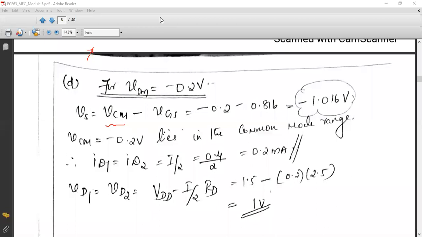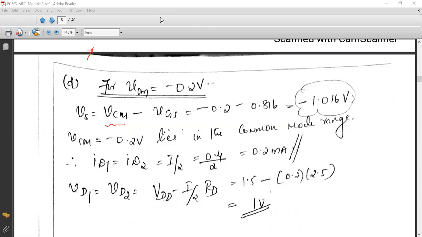Maybe you would have short circuited the gate terminals and given the common signals, but it is not that it is going to reject the entire signal or make the output zero. Why? Because your input is beyond the limits. So in that case, you will be getting a non-zero output. That means VD1 is not equal to VD2, which means the double-ended output, whatever you are taking across D1 and D2, will not be equal to 0.